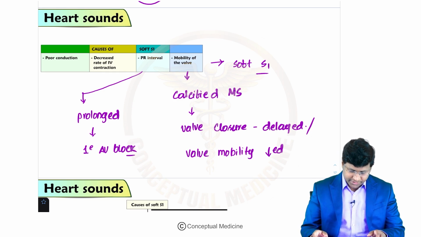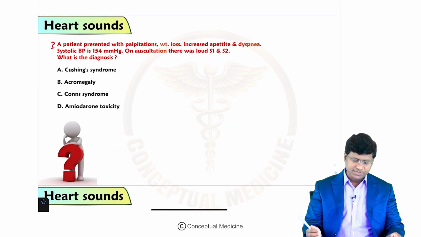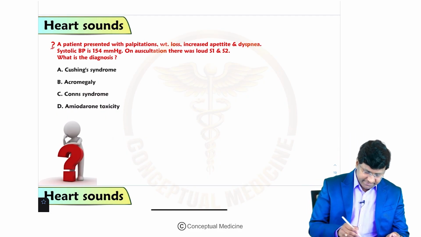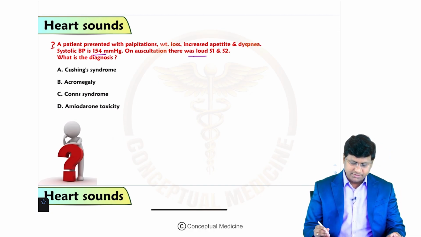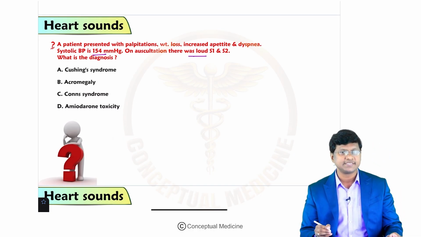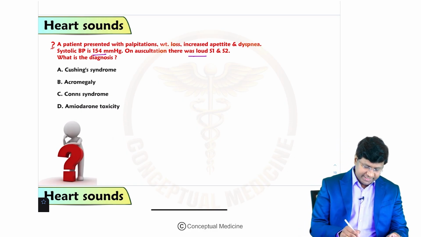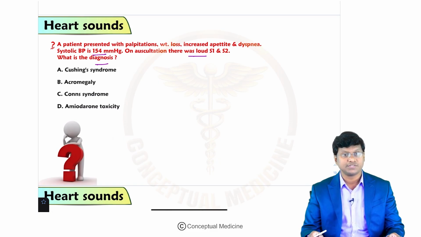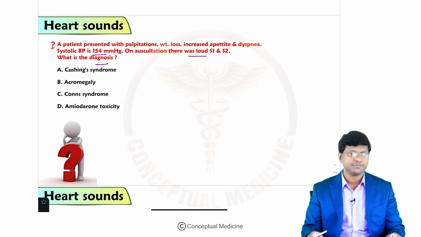So if you see a question here, patient presented with palpitations, weight loss, increased appetite and dyspnea. Systolic blood pressure is 154 millimeters of mercury. On auscultation, there was a loud first heart sound and second heart sound. What is the diagnosis? Cushing syndrome, acromegaly, Conn syndrome, amiodarone toxicity.